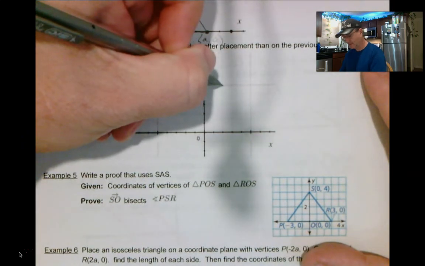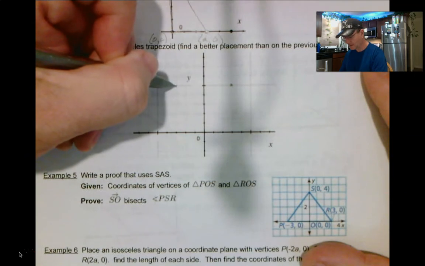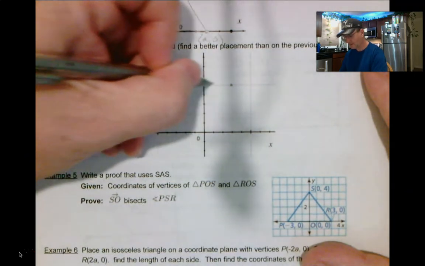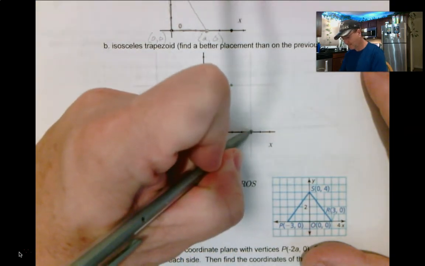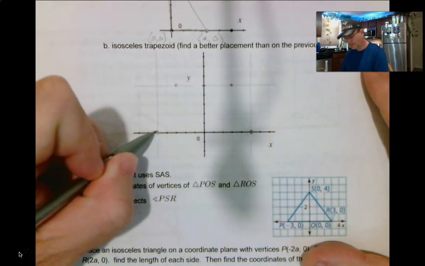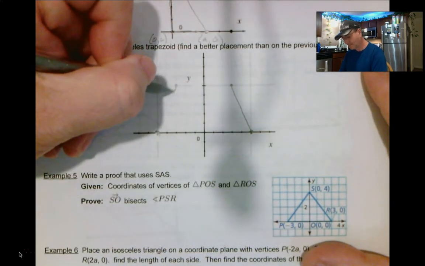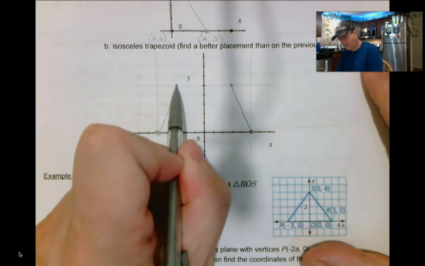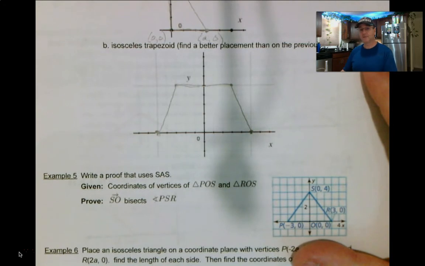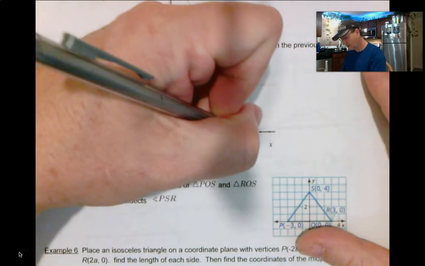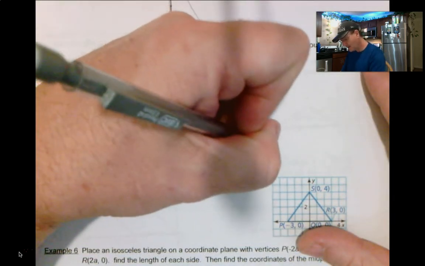So I'm going to do 3, 3, right? 1, 2, 3, 1, 2, 3. And let's do 5, 5, 5. Oops. Now, we're going to need some variables here, and some of these are easy to pick. Let's go A, comma, 0.